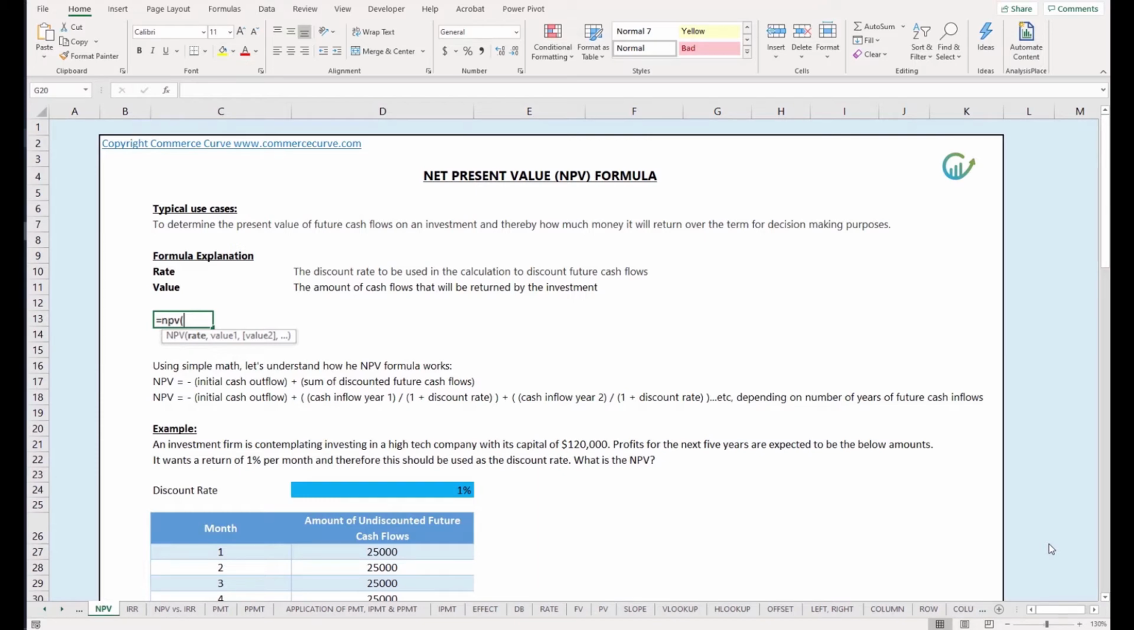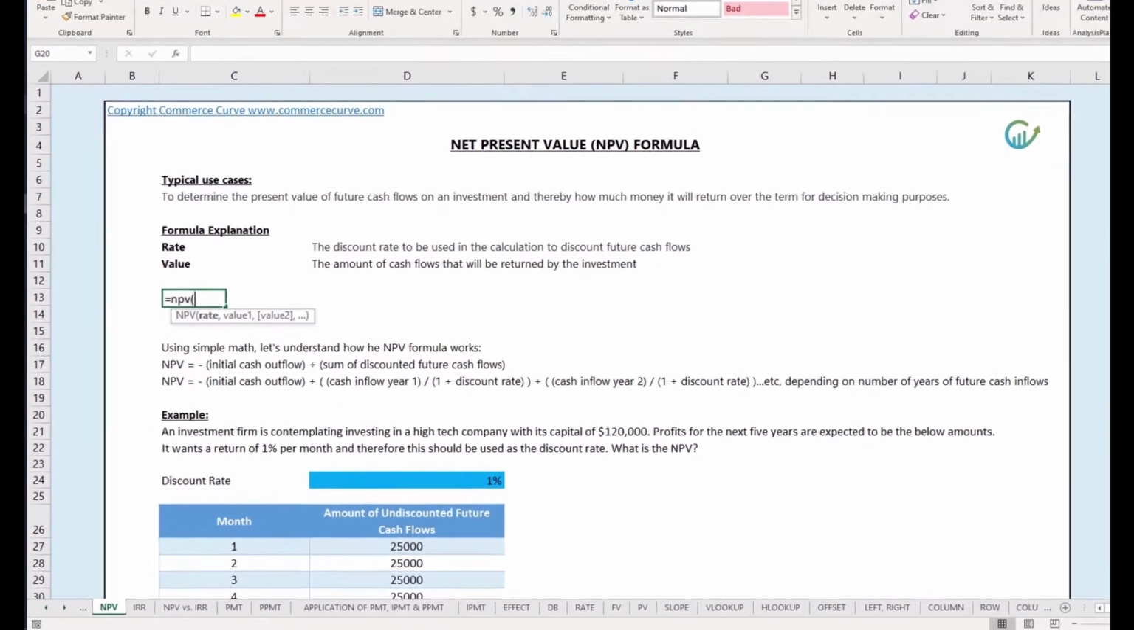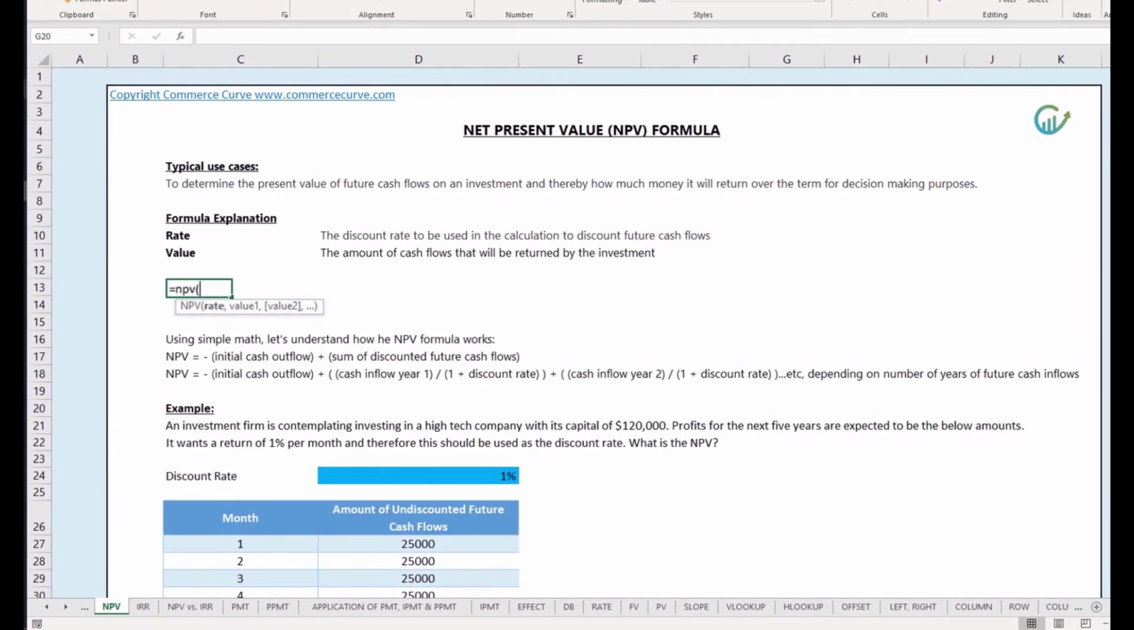Let's take a closer look at the formula in greater detail. The net present value formula is comprised of a rate syntax and the value syntax. The rate is the discount rate to be used in the calculation to discount future cash flows. The value is the amount of cash flows that will be returned by the investment over the investment period.